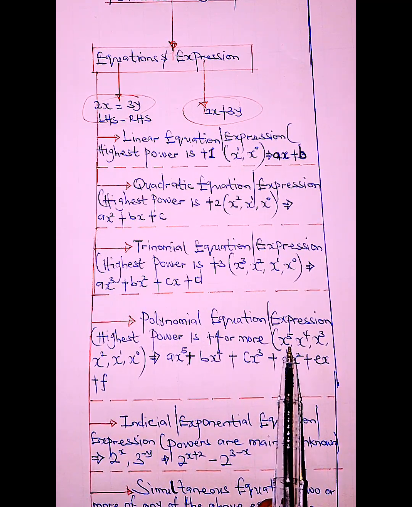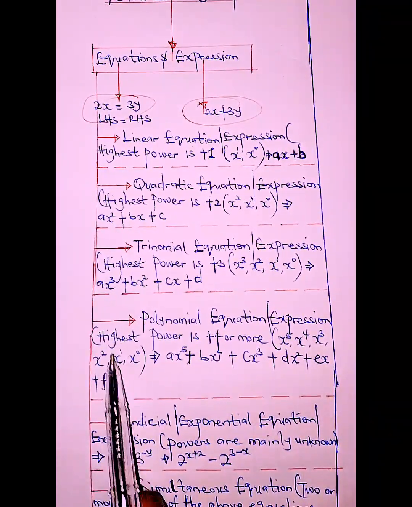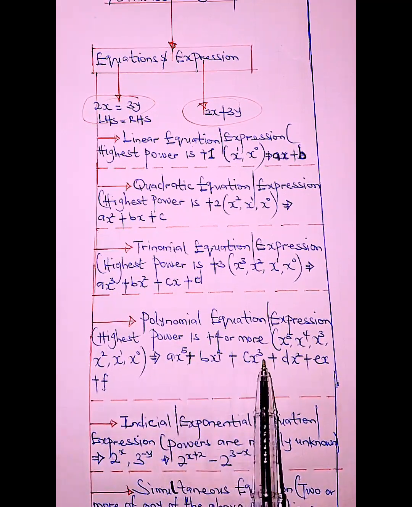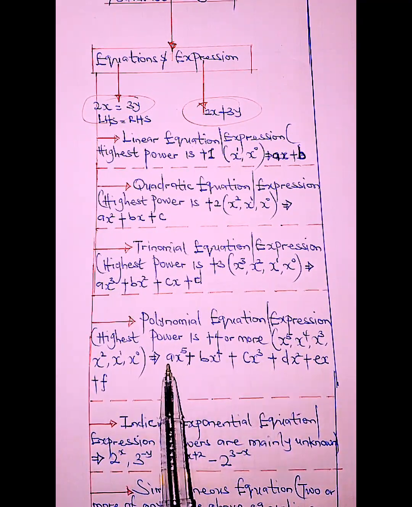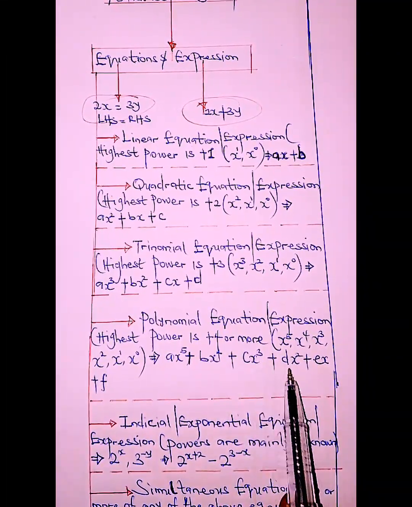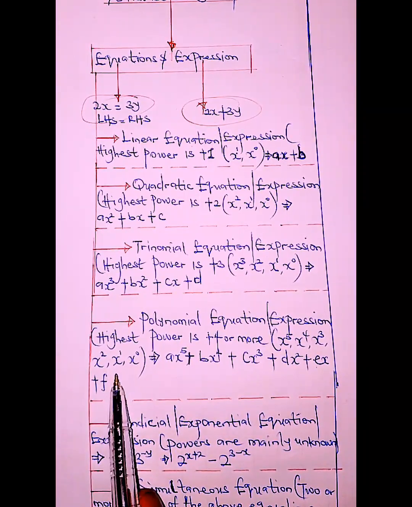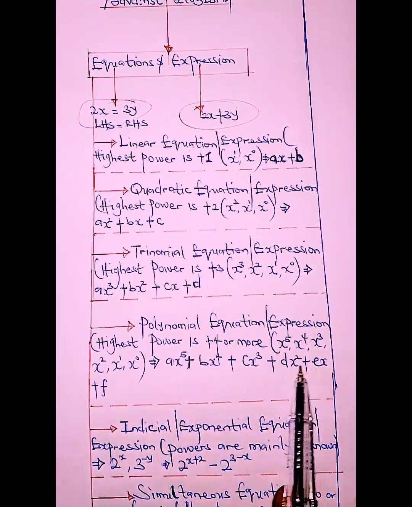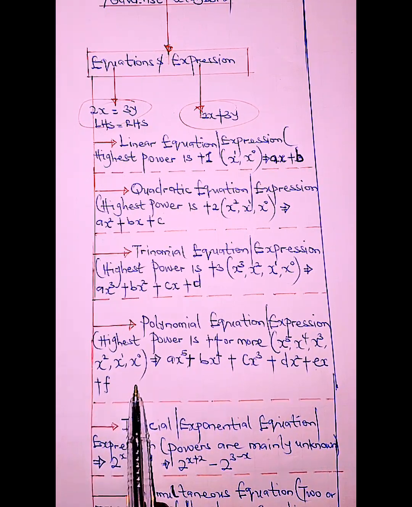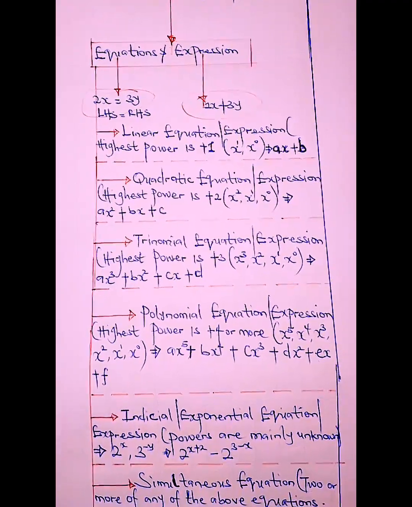So we have an example like this: x to the power 5, x to the power 4, x to the power 3, x to the power 2, x to the power 1, and then x to the power 0. Look at this polynomial expression: ax to the power 5 plus bx to the power 4 plus cx to the power 3 plus dx to the power 2 plus ex plus fx to the power 0. So as you can see, this is a typical polynomial expression. Once you add an equals sign to it, it becomes a polynomial equation. So the next we have, about 2 more to go.